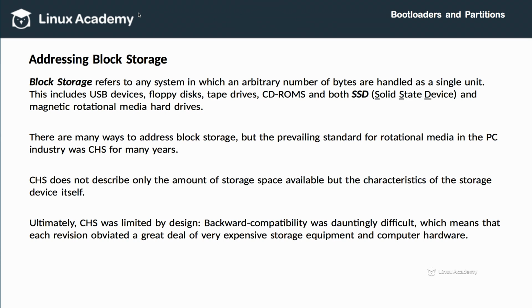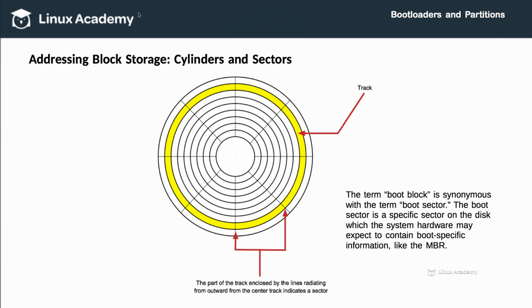Ultimately, CHS was limited by its design. Backward compatibility was dauntingly difficult, and that means that each change to CHS deprecated or obviated, these words mean the same thing, a great deal of very expensive storage equipment and computer hardware. Keep in mind we're talking about computing in the 80s and 90s, when IBM was still making the PC, Microsoft was still releasing MS-DOS, and PCs were widely used and the majority of business computing hardware available. And so what does CHS actually stand for?